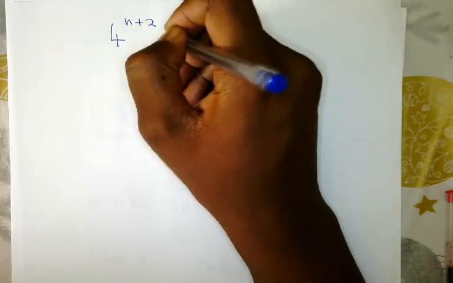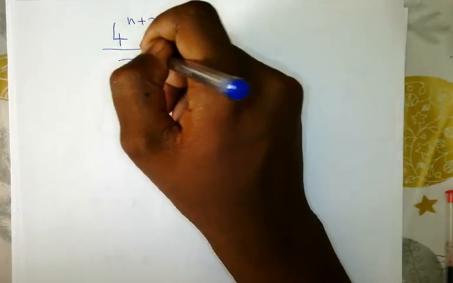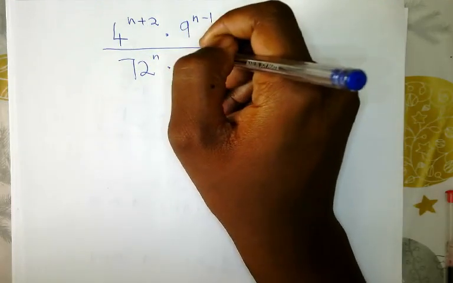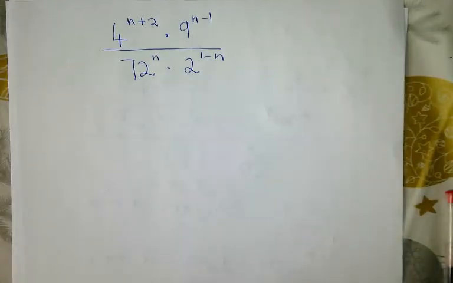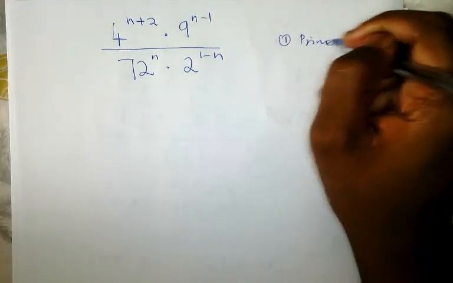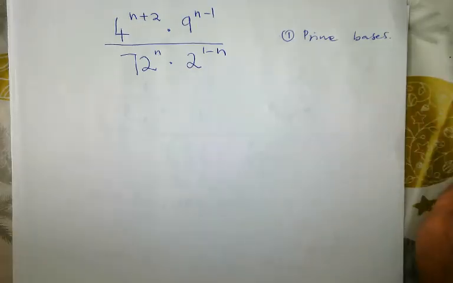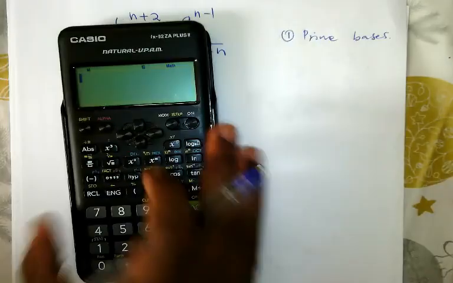So the first question that we're going to be doing now is this one: 4^(n+2) · 9^(n-1) over 72^n · 3^(1-n). So what's the first thing to do? The first thing is to always change all your bases to prime bases. And how do you do that? We use a calculator. The calculator does that for you.